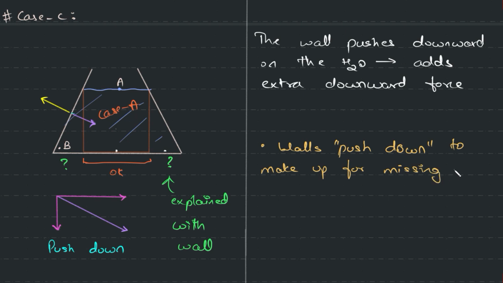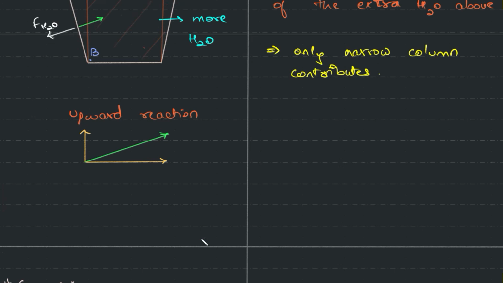Making up the missing water, and so that's why we have the pressure to be uniform. Okay, so this is a very simple explanation.